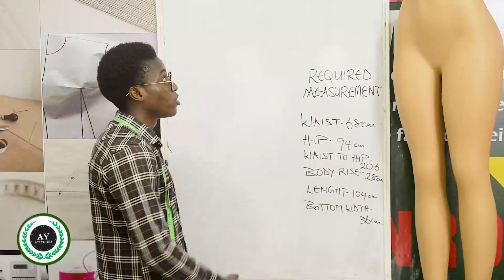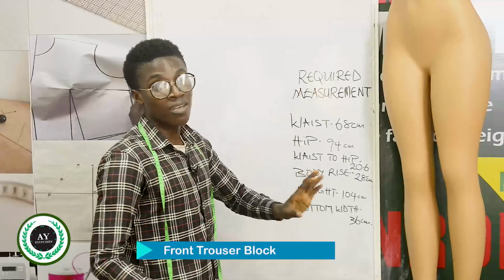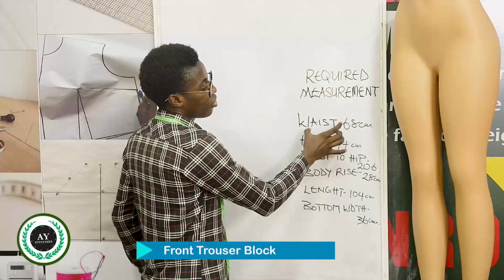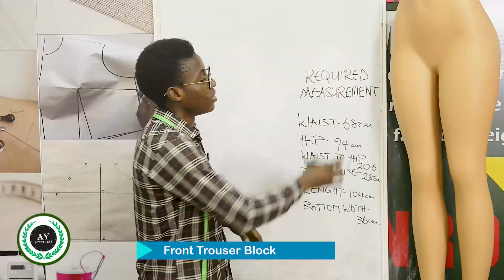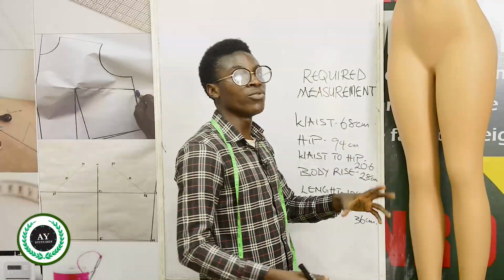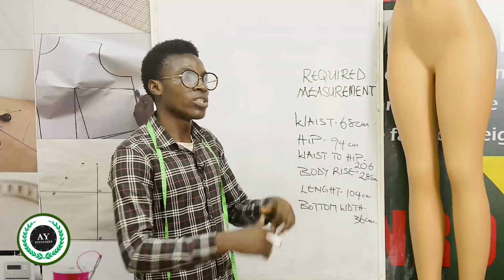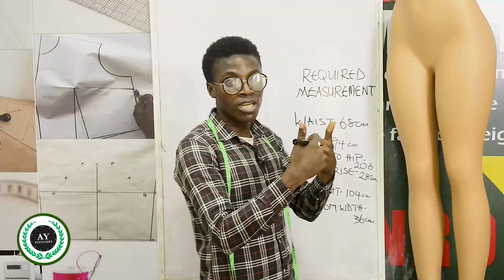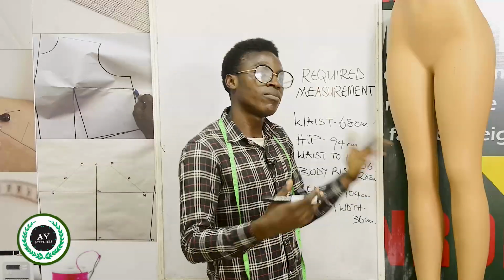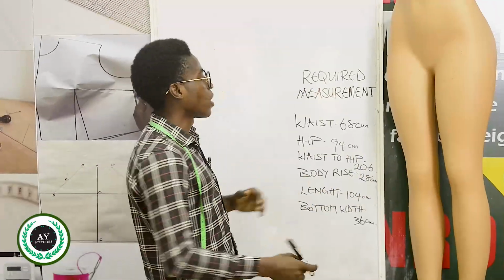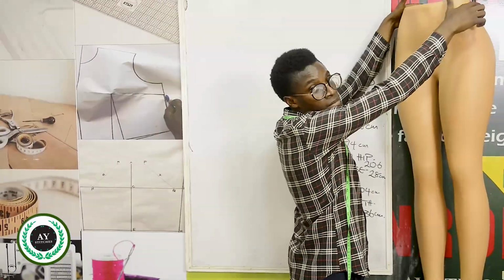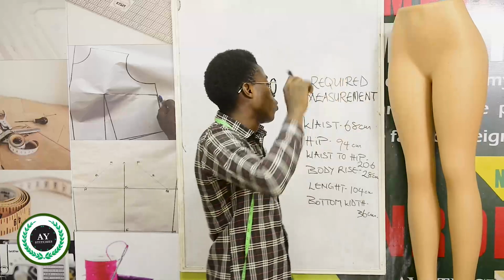Okay, so we have required measurements in order for us to draft our required trouser block pattern. So now the required measurement is the natural waist. When we talk about the waist measurement, either we are considering the natural waist or you are considering your low waist. Alright, so not everybody puts the trouser on the natural waist and not everybody also puts the trouser on the low waist. So just like our skirts, depending on the person's preference.